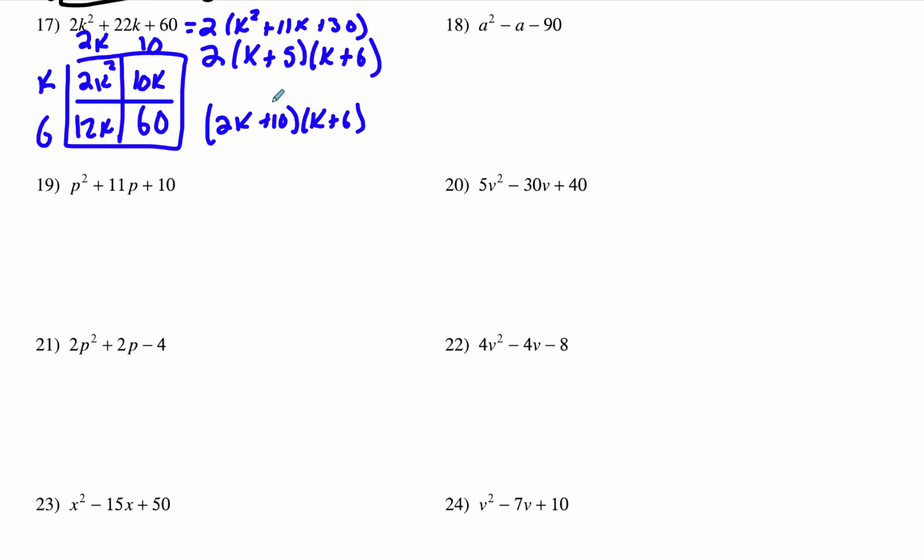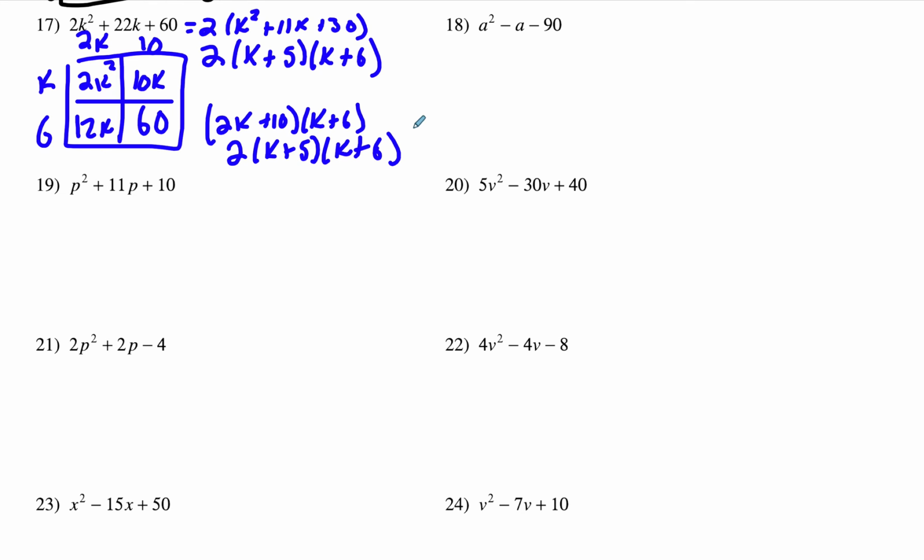And you can see again, there's a greatest common factor. So you take that out. 2 times k plus 5 times k plus 6. Now look, this might come as somewhat of a surprise for you, and that's understandable. Up to this point, whenever we've had an a value that is more than 1, for example in this case 2, there has not been a GCF that you could have taken out. You had to really reason through it. That is, the box is the only method.